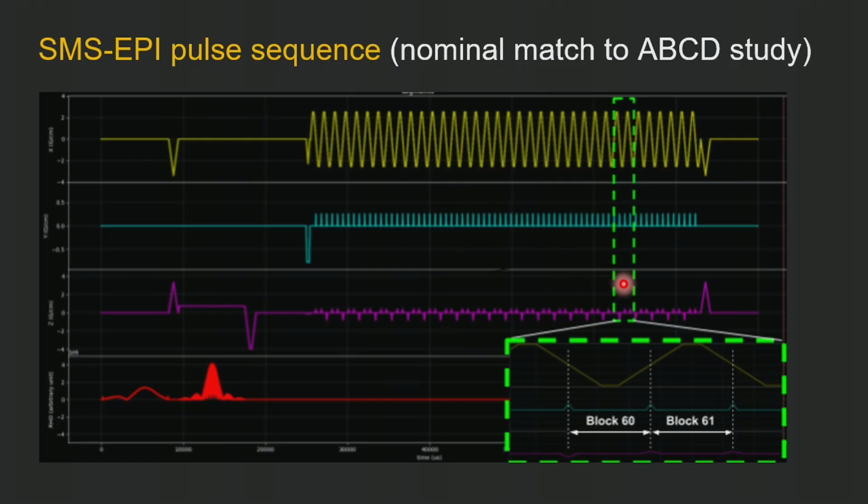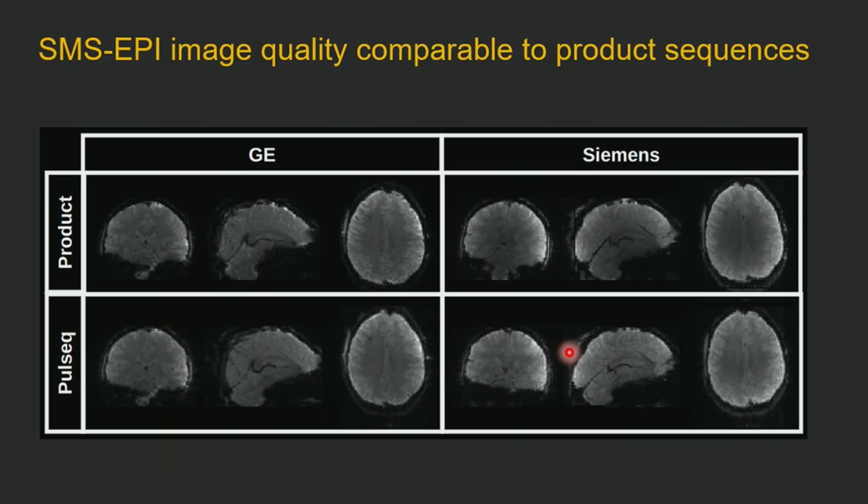We've used PulseSeq to describe this as a sequence of blocks. And here we're just using the GE pulse simulator to look at the entire sequence. So just some quick results. If I use the product ABCD sequences, I get images. If I use the PulseSeq vendor agnostic sequence, we get very similar images.